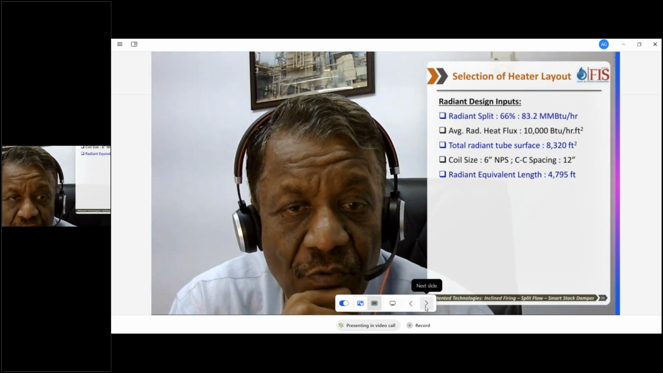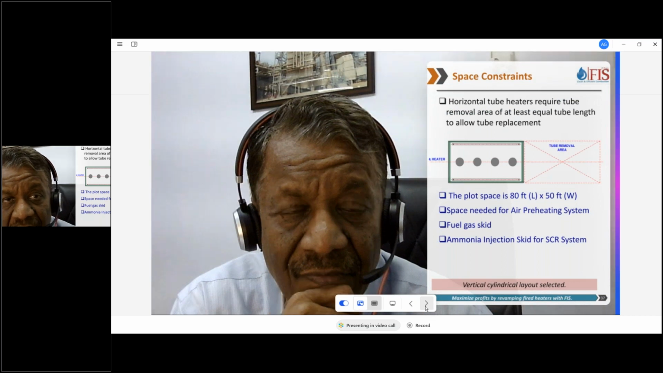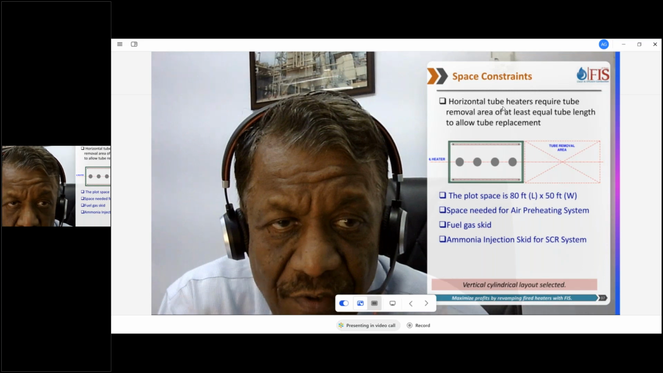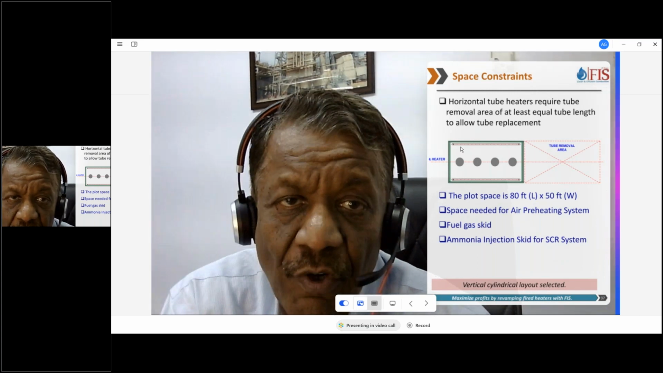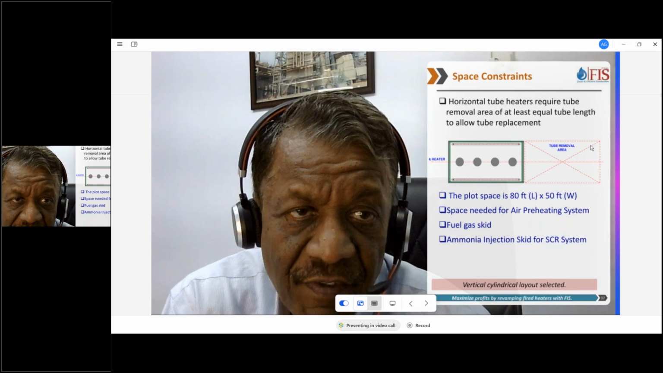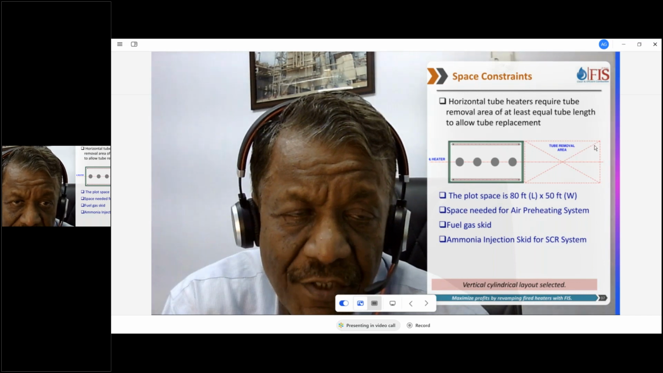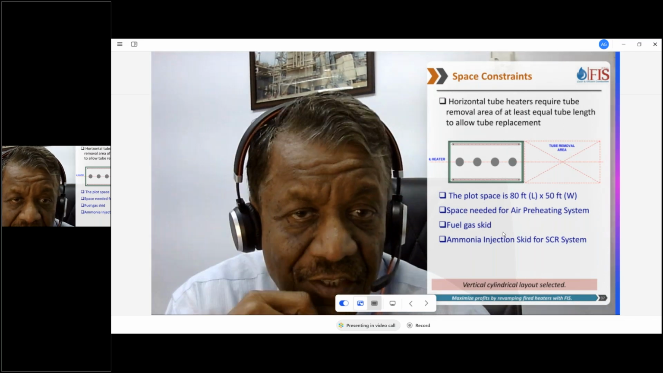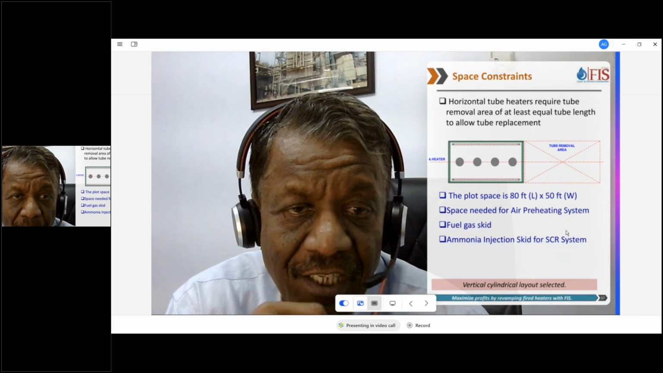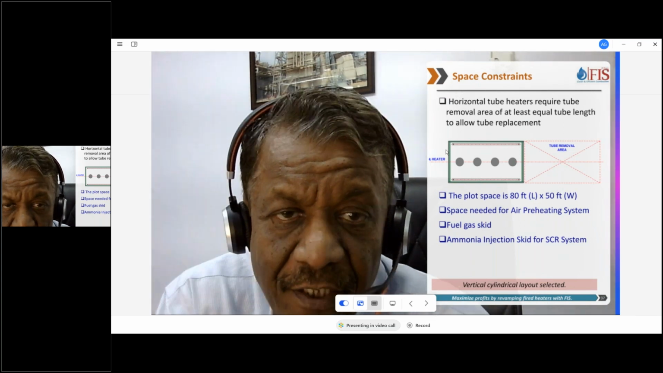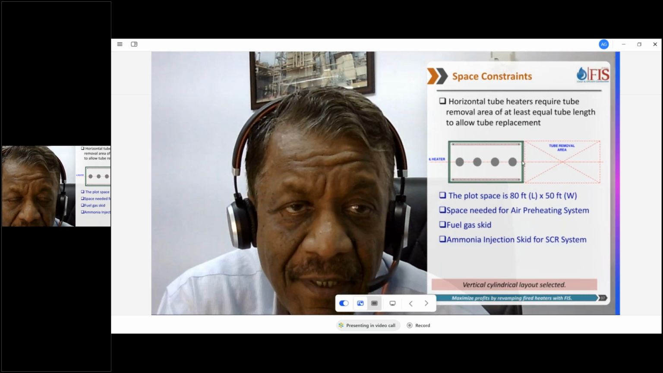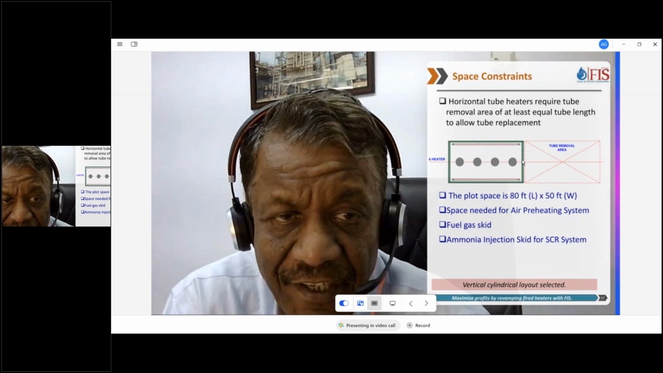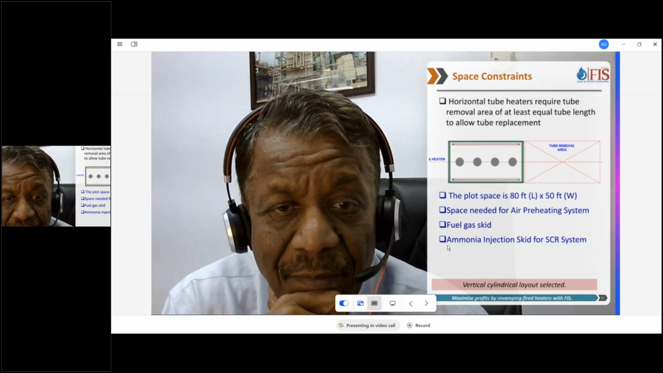So with this configuration, we looked at the horizontal tube. If we had to do a horizontal tube heater, we would have to provide a tube removal area, which is the same space. And as I said, we needed space for the air preheating system, fuel gas skid, and ammonia injection skid. So it was impossible to put a box type heater. So we said, okay, we will select a vertical cylindrical heater for this application.